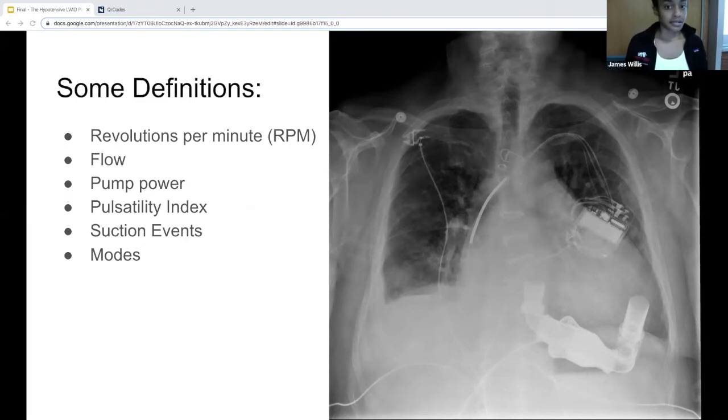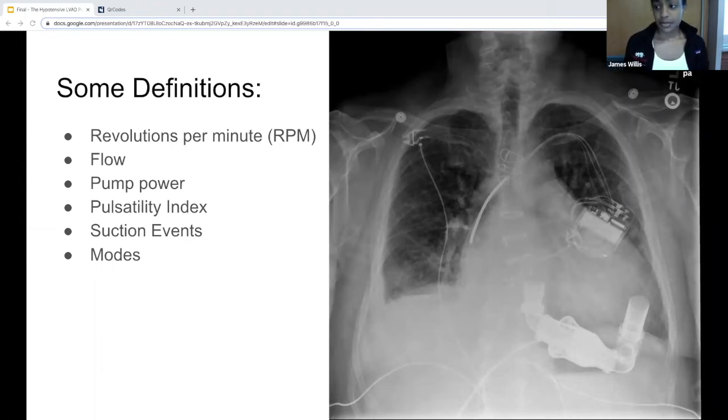There's flow, which is in units of liters per minute. It's essentially cardiac output. It's calculated from a number of things like power, RPMs, the patient's heart rate, and blood viscosity. It's also determined by the difference in pressure across the pump. So if you increase pump speed, you increase flow. If you increase the pressure gradient, you decrease flow. Then there's pump power, which is the amount of power required by the device in watts, and it varies directly with pump speed and flow.